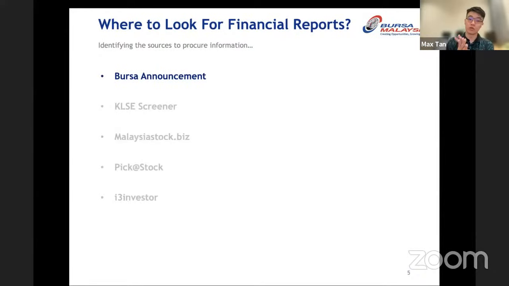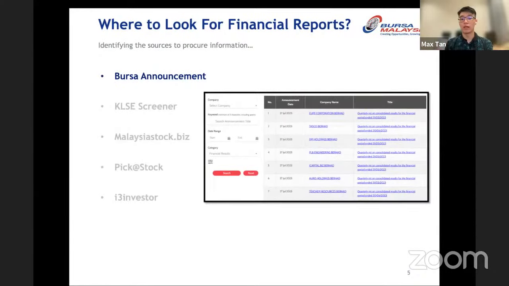Actually quite simple. Just go to Google and type in Bursa announcement, then you will reach this page. There are parts where I boxed it up. You can select the company you want to know. Let's say Capital A, which quite a lot of investors got interested in due to the share price, or maybe AirAsia X, or maybe some technology company like Dufu, and the results just came out not long ago. So in category, you can type in financial results. There you go. You will be updated with all the latest.